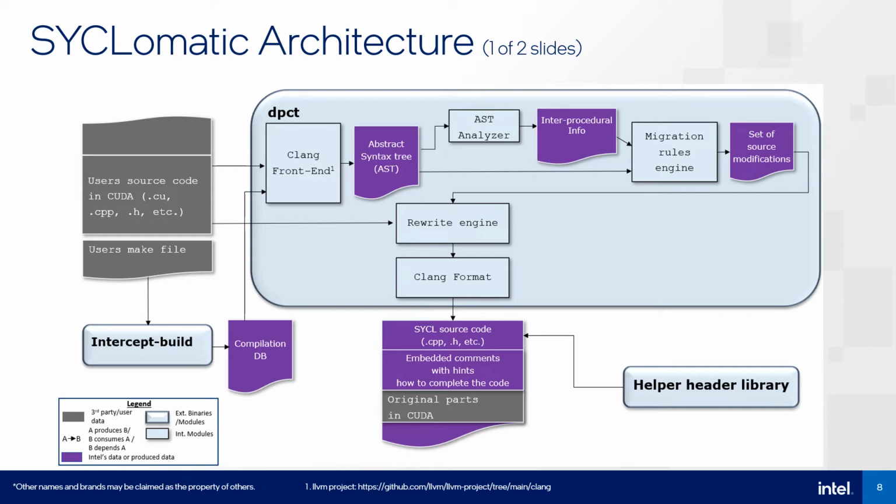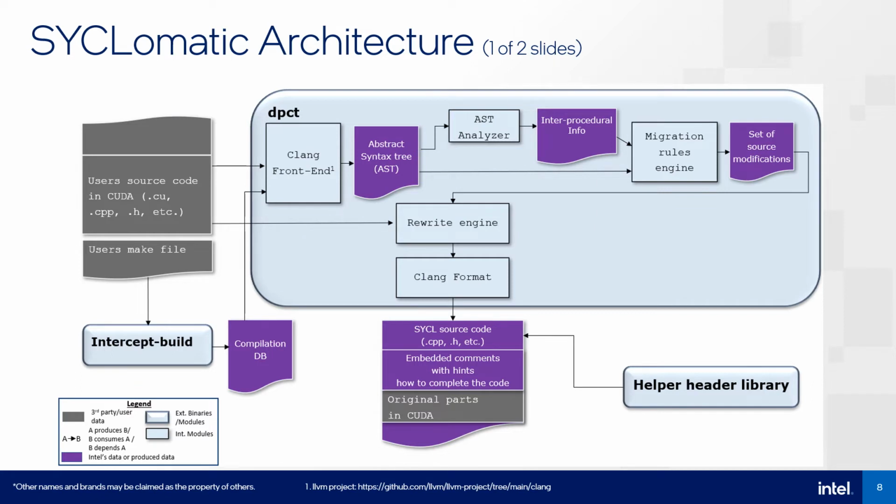Migration rule engine. It is the core building block of the DPCT binary. It implements a set of migration rules. Each migration rule is designed to migrate a CUDA syntax. With more migration rules, DPCT can migrate more code, syntax, and scenarios. When migration rules are scheduled to run, it finally generates a set of source modifications.